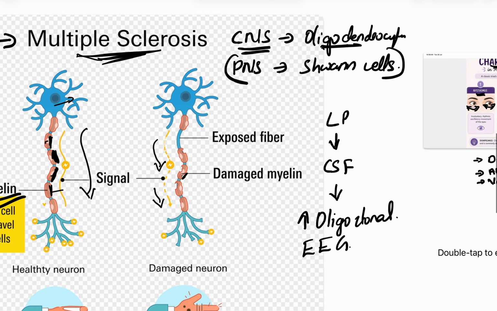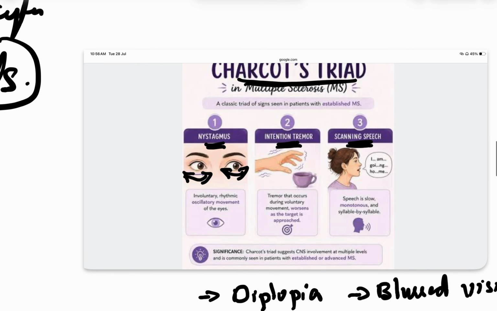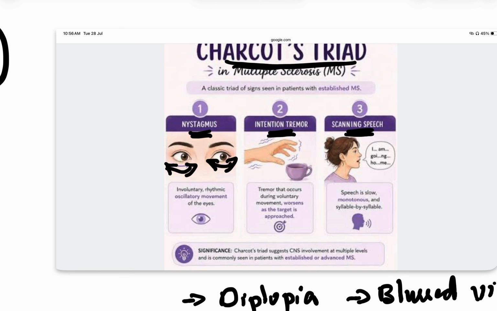Okay, then we were discussing the triads, like Charcot's triad in multiple sclerosis, which can be very, very important. So how will it come in the exam? It can come as a question like: among the given symptoms below, which is not coming under Charcot's triad? Option 1 is nystagmus, option 2 is intention tremor, option 3 is scanning speech, and option 4 may be vertigo. If you don't know what is coming under Charcot's triad, you will not be able to answer this question.